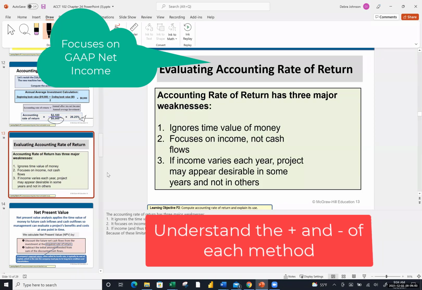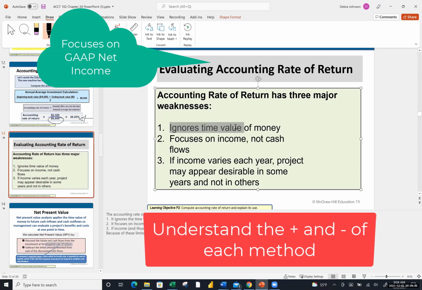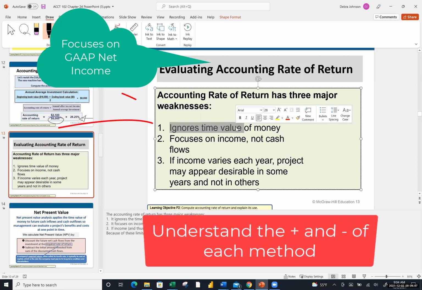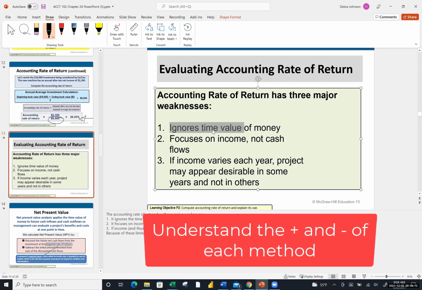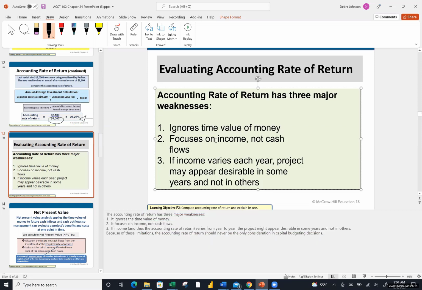But there's also some weaknesses. And one of the weaknesses, as we said with cash payback, is that it is not a time value based method. So it ignores the time value of money. Although I think this is a strength, your author says that the focus on net income could be considered a weakness as opposed to focusing on cash. And if the income varies each year, the project may appear desirable in some years and not in others. That's where that upper level finance class is going to help you make some judgment decisions on that.